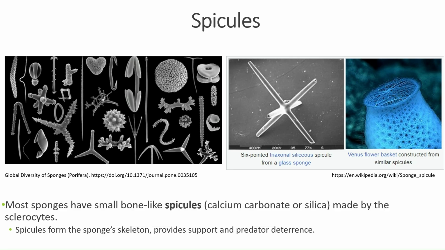Second, they can deter predators because many spicules are sharp or abrasive. As you can see from the image to the right and center, they are varied and don't look very palatable, if you ask me. The size, shape, and chemical composition of these spicules are so distinctive that biologists use them as a primary way to classify sponges into different groups.